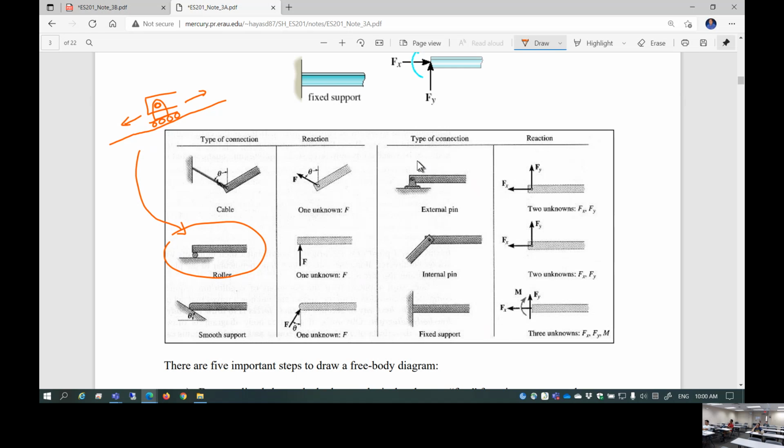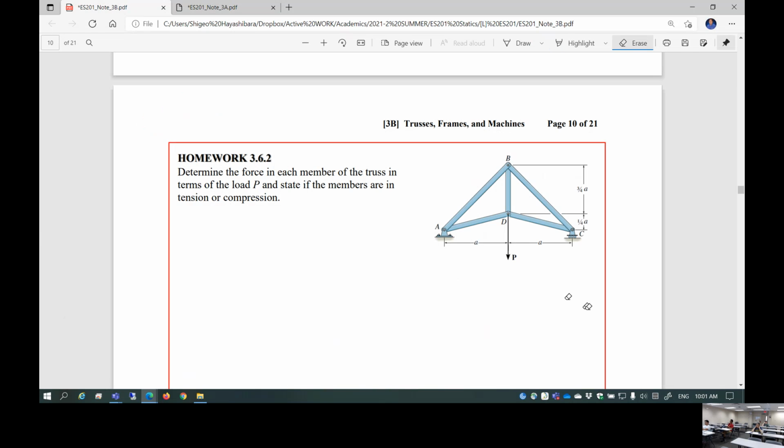Because this is obviously different from that. This is fixed support, so you can have 2 support reactions, X and Y. This one only has Y. Okay? All right, good. So that's what this thing is. Okay?